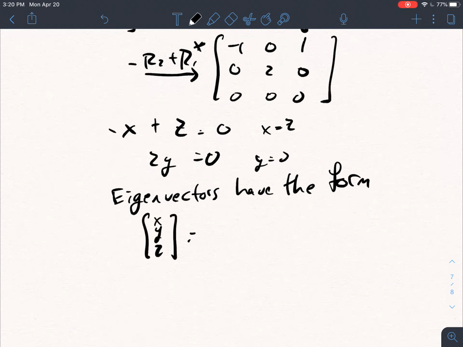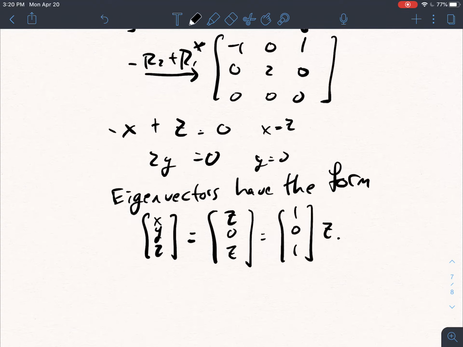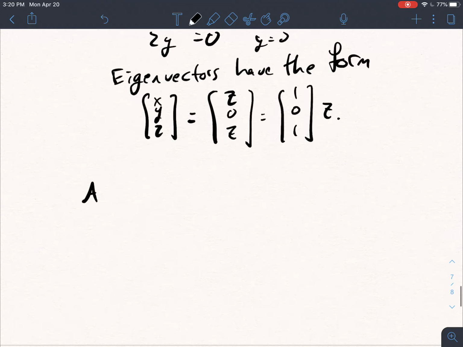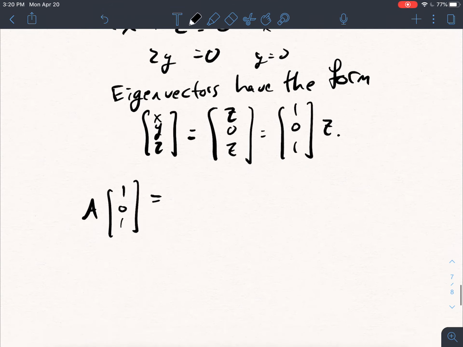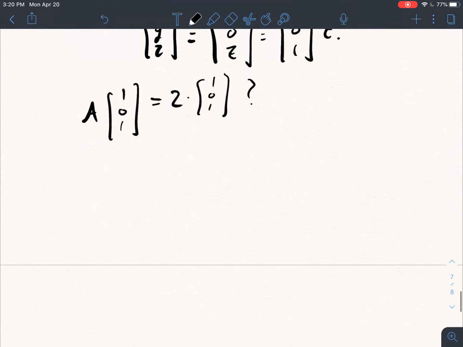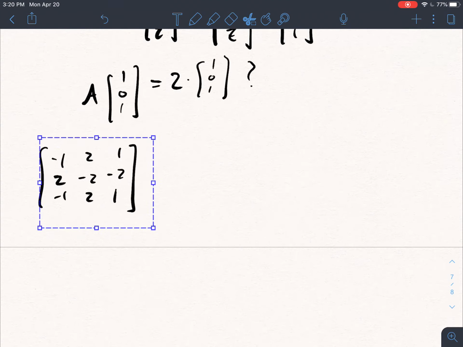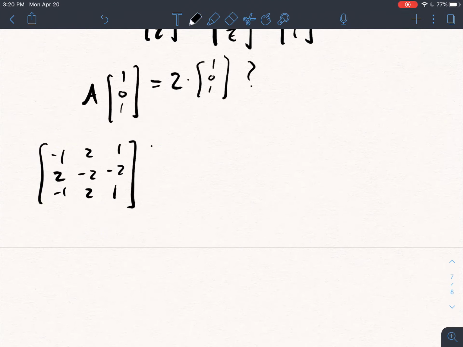So then eigenvectors have the form x, y, z, where x is equal to z, y is equal to 0, and z is equal to itself. And these are just multiples of 1, 0, 1. And again, you could check that this is right by showing A times vector is equal to lambda, which is 2, times vector.